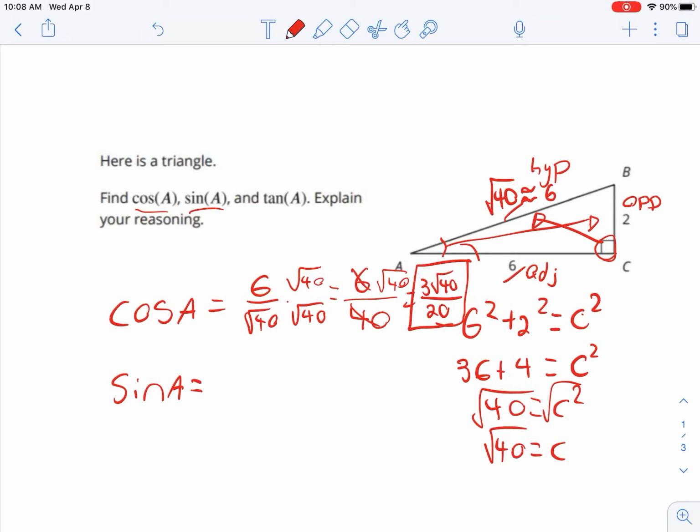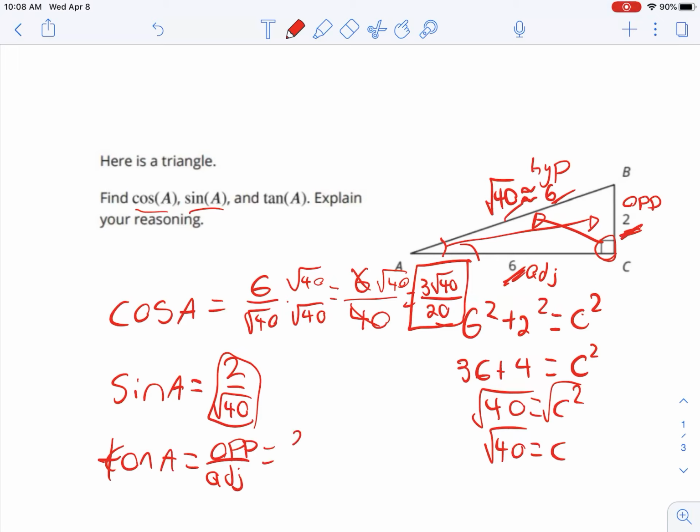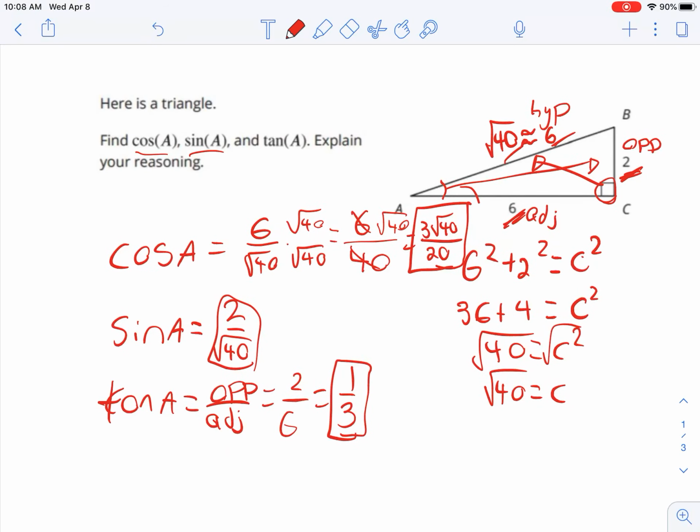With this, sine of A is going to be opposite over hypotenuse, so 2 over 6, or 2 over square root of 40. And we go through the same process. Okay, and then tangent of A is opposite over adjacent, which is 2 over 6, which will give us 1/3. So tangent's real nice and easy. The other two are pretty gross. And that's why I said this problem was my fault. It came out nasty, and it's hard to type that into forms. I should still expect you guys to be able to do this.